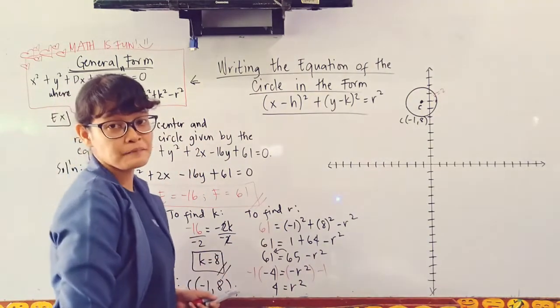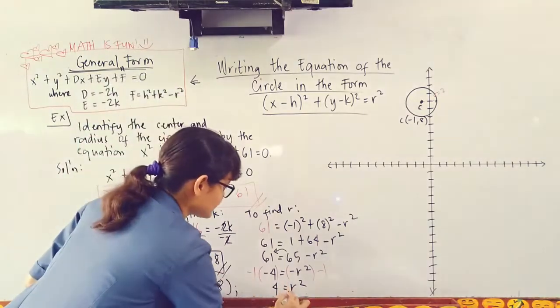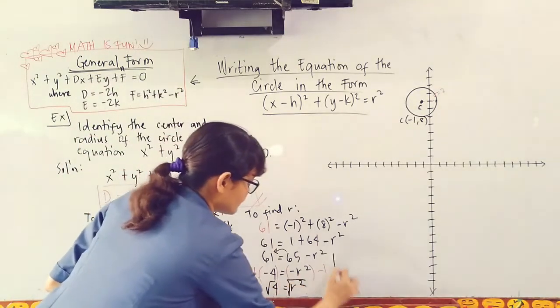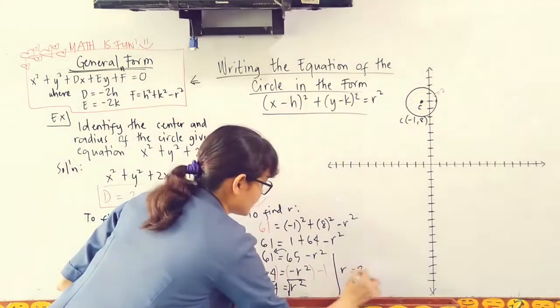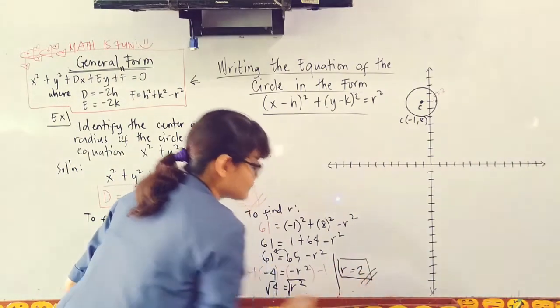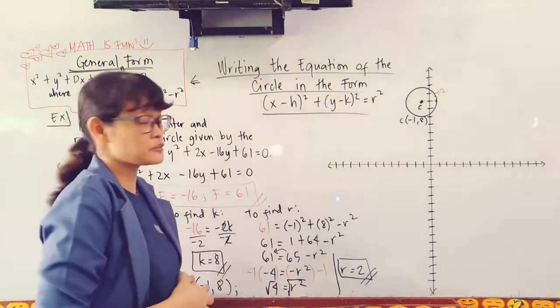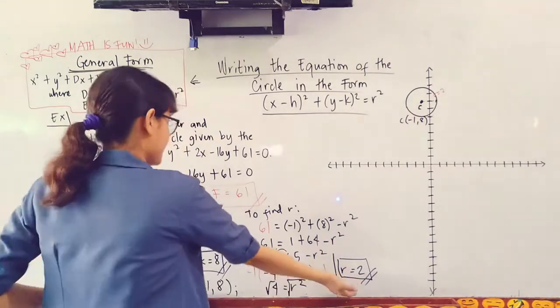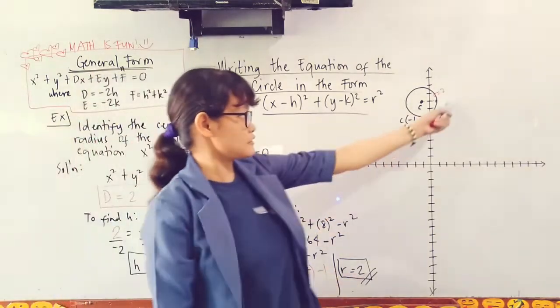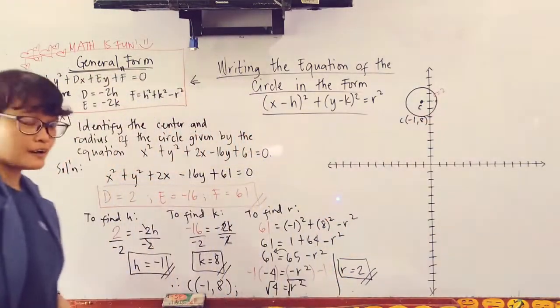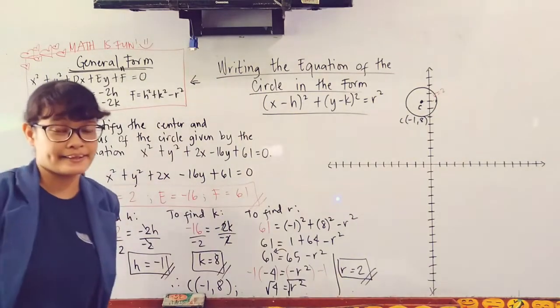So, we have to extract the square root. So, extracting the square root, you have r equal to 2. Again, reject the negative root because there's no negative distance. Ayan, r is equal to 2. Your radius is also equal to 2. Ayan. Nagsa-suggest ako ng ibang paraan.